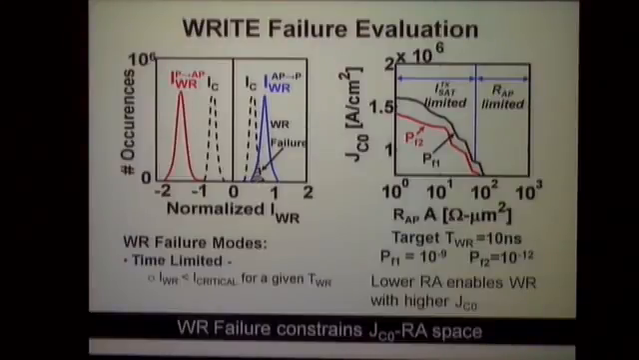And as with read, it also constrains the material design space. What it constrains is the RA product versus JC material design space. And we can again draw very typical contour plots to show what the probability of failure is. And here, this area would be the area which is permissible. So we need to have an RA product and a JC knot combination which falls in this area for us to have a dense cell.